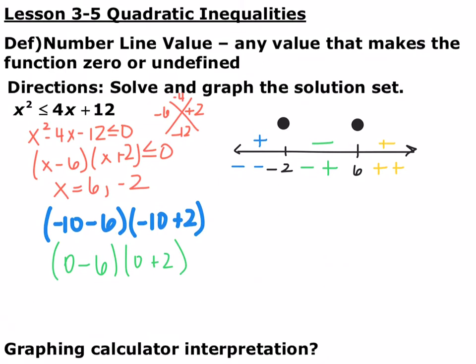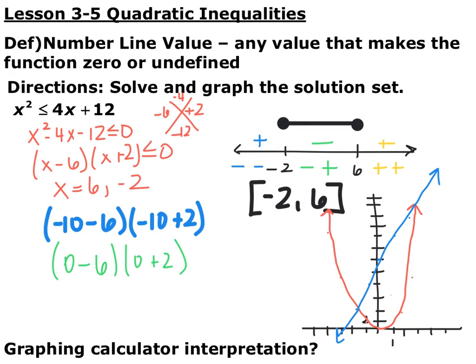If we want where the function is less than 0 or less than or equal to 0, do we want where it's positive or where it's negative? Less than 0, that would be negative, so we want this middle section in here. So our solution written in interval notation is negative 2 up to positive 6 with brackets because we want to include those endpoints.